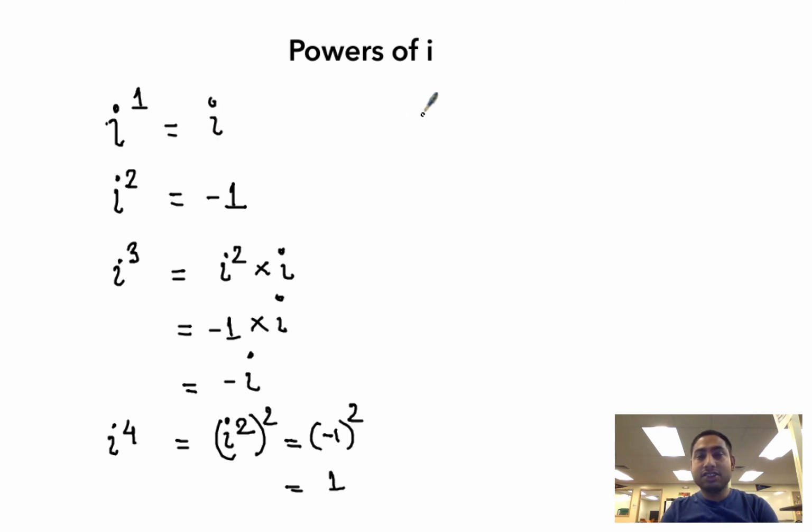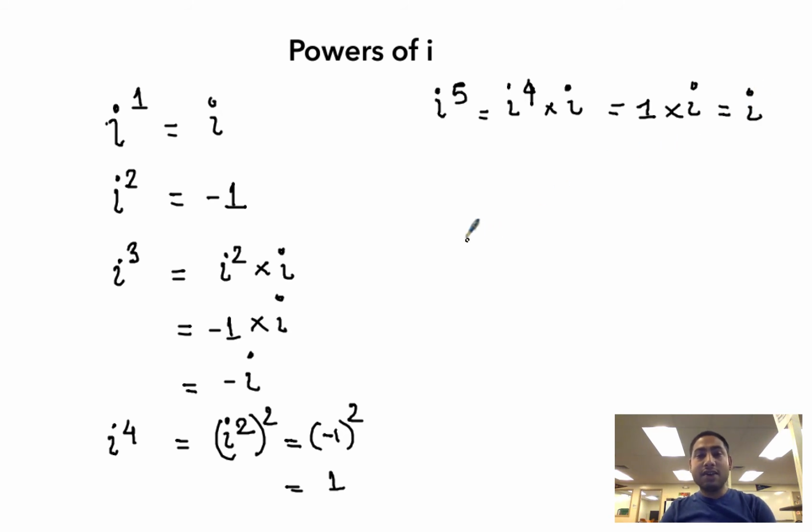Okay, so let me just show you that. So i to the fifth power is i to the fourth power times i. And then here we just found out that i to the fourth power is 1, times i, which is just going to be i.